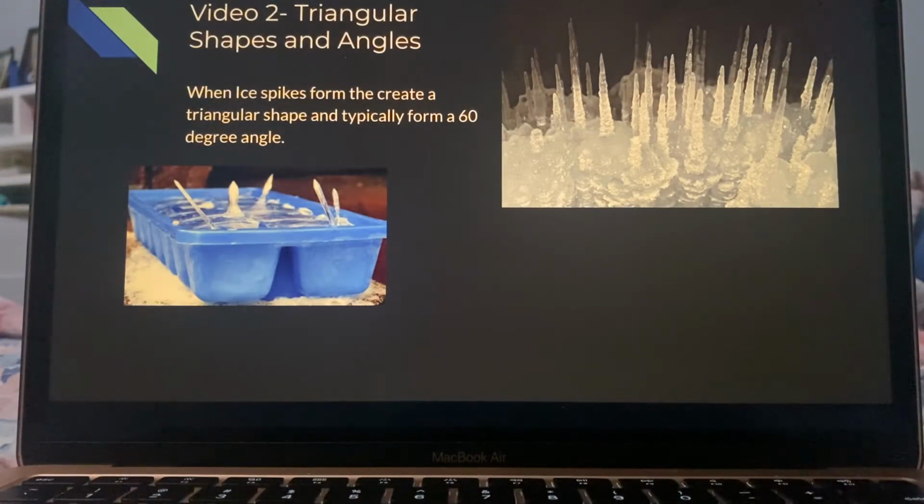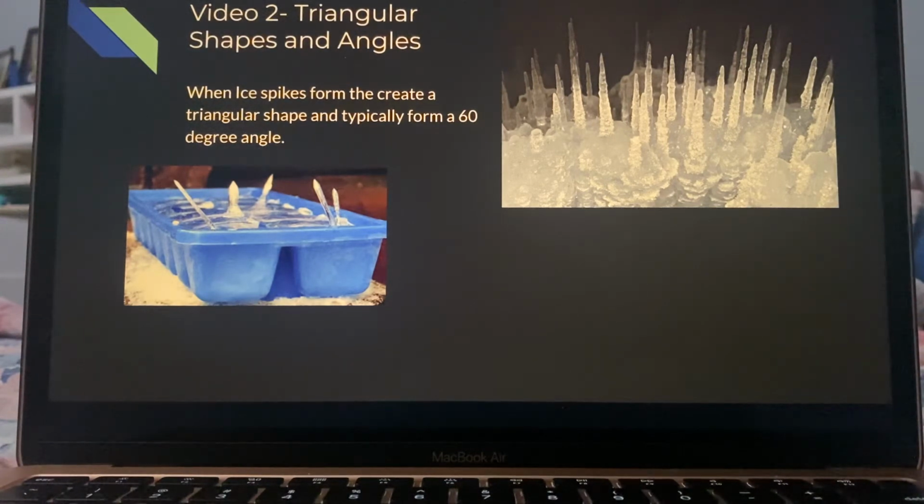For video number 2, I decided to do triangular shapes and angles. So everyone typically knows that little ice spikes form when ice starts freezing, little ice spikes just come out. And I decided that my topic would be triangular shapes and angles because actually when an ice spike forms, it typically forms a 60-degree angle.